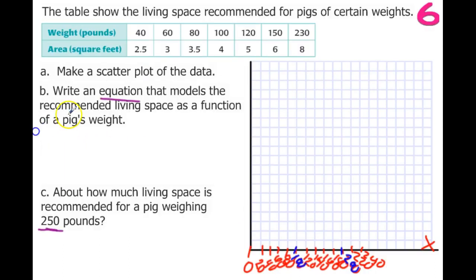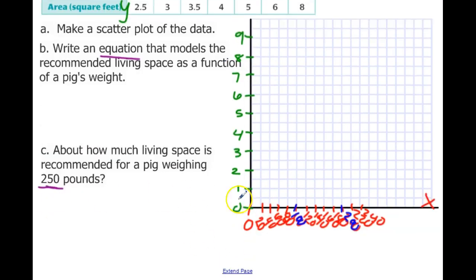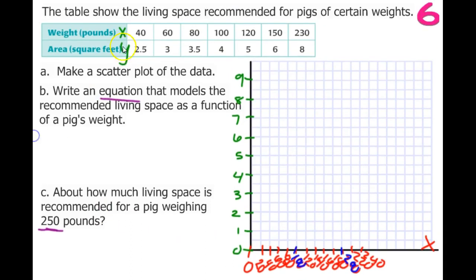On my y-axis, x and y, I need to only go up to 8. So I'm just going to do every other line is 1. 1, 2, 3, 4, 5, 6, 7, 8. We can go a little bit higher if we need. So let's plot all these points. On the x, we have the weight of the pig, and then on the y-axis, we have the area that they need in square feet.